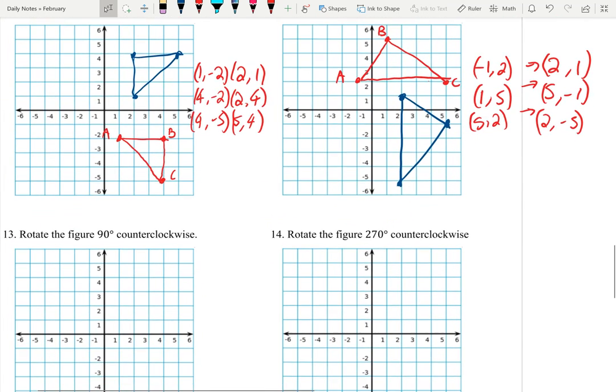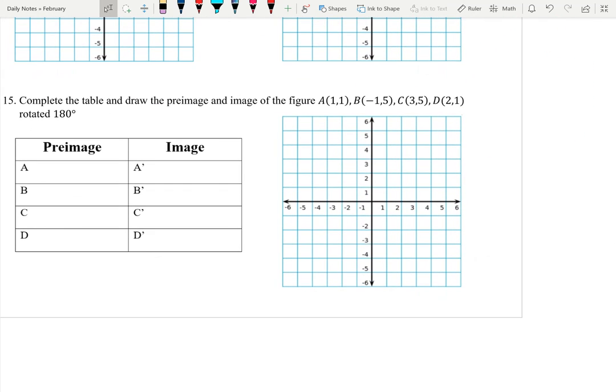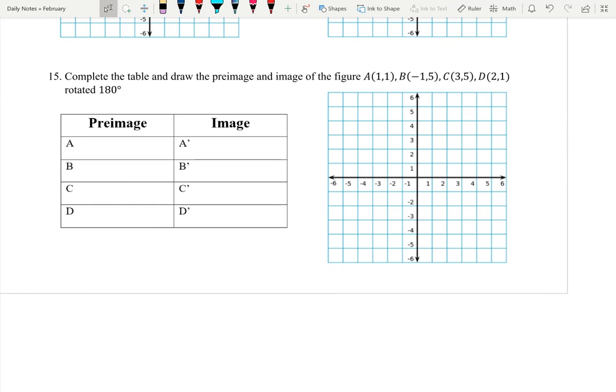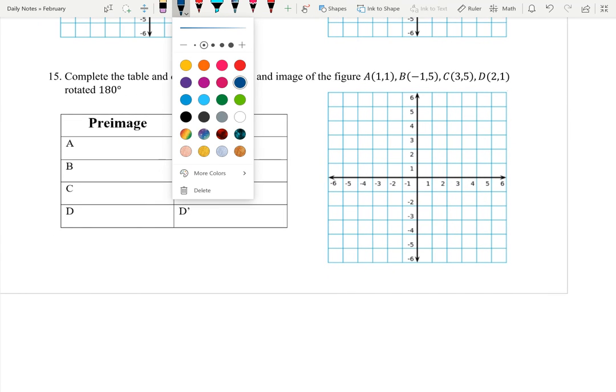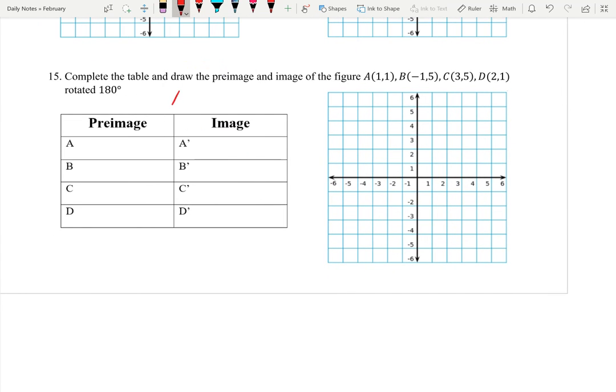So yeah, that covers it. I'll just write down the rule real quick for the last problem for 180 degrees. For 180 degrees, you go (x, y) transitions to (-x, -y). Pretty simple stuff. So take all your points and just change up the signs and graph your image, and you should be good to go. If you need help with that, let me know.